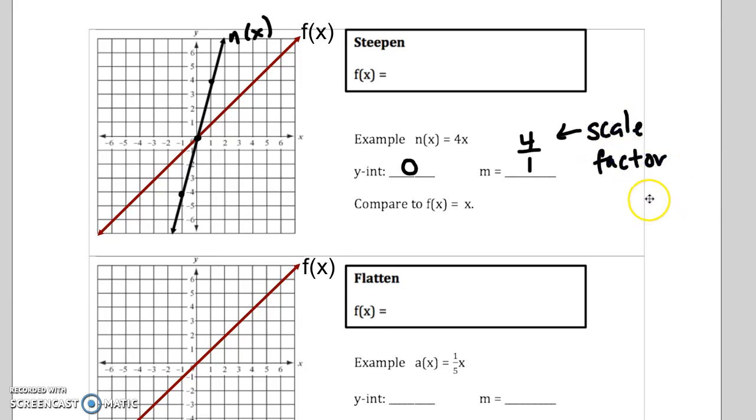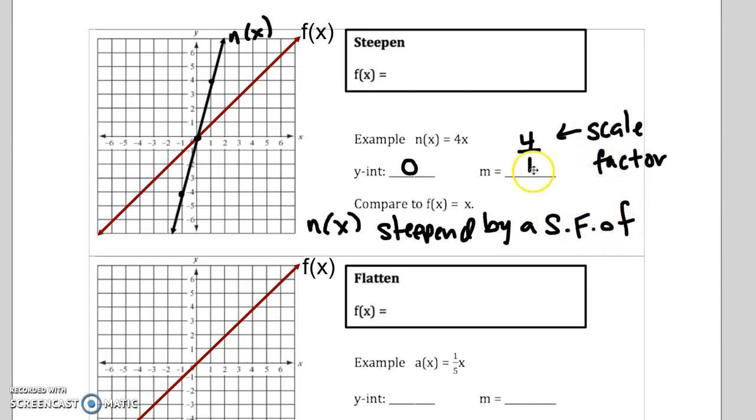And we're going to use this vocabulary. So what happened was that n of x steepened by a scale factor, SF for short, of exactly the slope of 4. So it got 4 times bigger. And we can all agree now, if we have a steepened graph, what happened with f of x is that we just had a slope of m, but the condition is the slope has to be greater than 1 to be steeper than our parent function f of x.